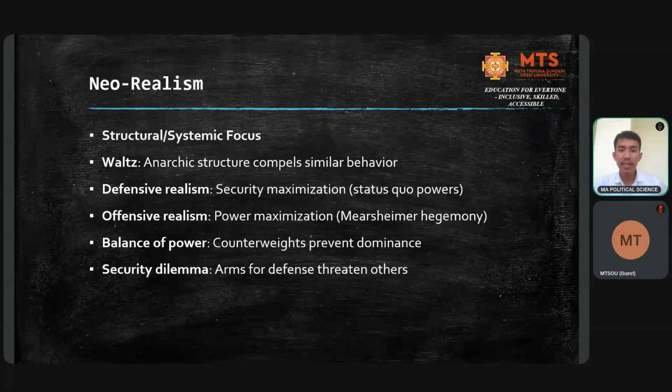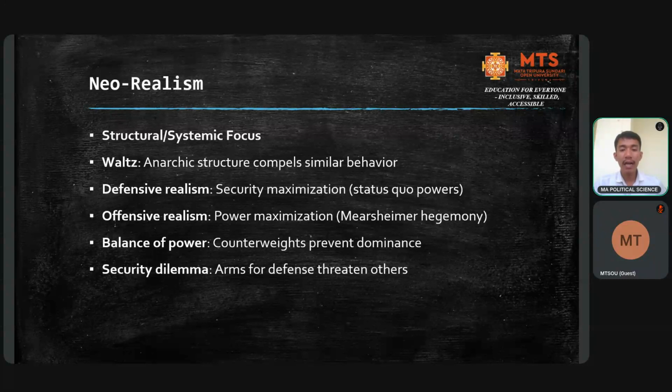Defensive realism: security maximization, status quo power. Every country is trying to have the best security in the world, and they want to maintain the present scenario. Offensive realism: power maximization, Mearsheimer, hegemony. Here people are trying to be more powerful, and they're trying to control other countries. So that is called offensive realism.